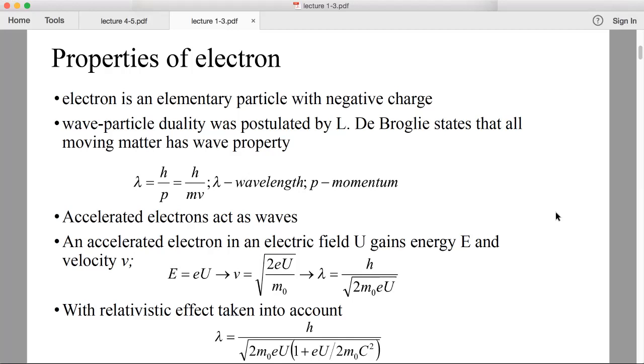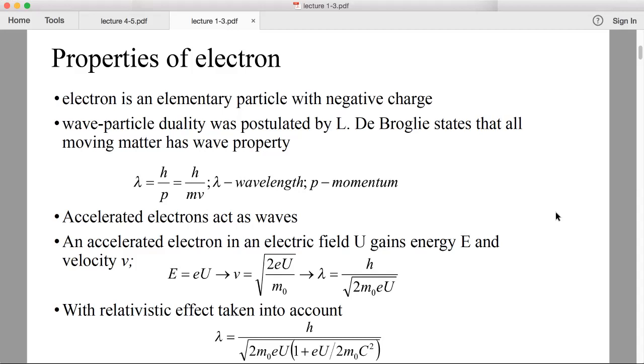And here h is a famous constant, and p is the momentum, which we can write in terms of mass and velocity. So if we accelerate these elementary particles with negative charge that we call electrons, they will again act as waves. And an accelerated electron in an electric field U will gain energy E and velocity V. We can combine these and build up a relationship.